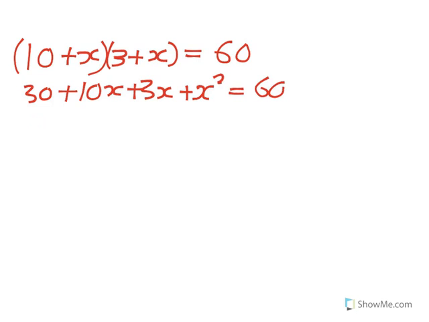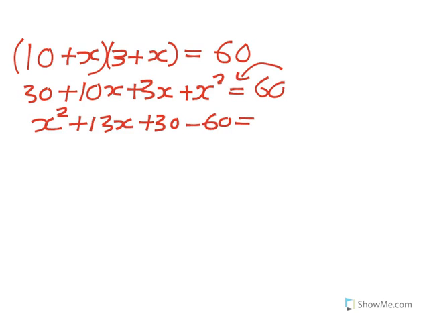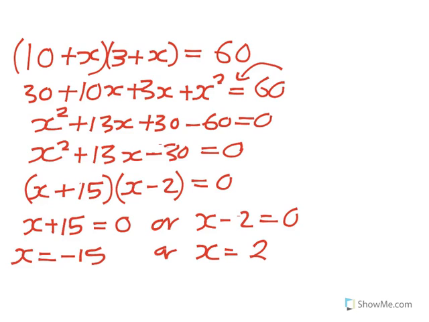So when you solve it now, writing it in a quadratic version, you start with the highest power. It will be x squared plus 13x plus 30. The 60 must jump the sign to say minus 60 equal to 0. So x squared plus 13x minus 30 equal to 0.